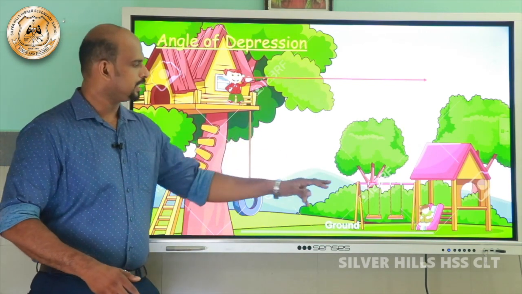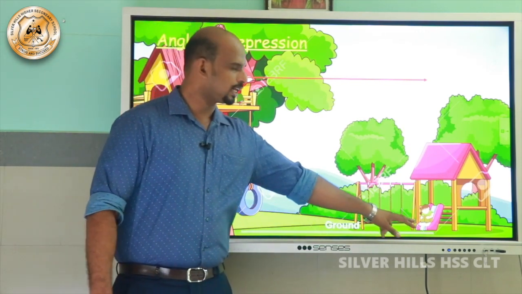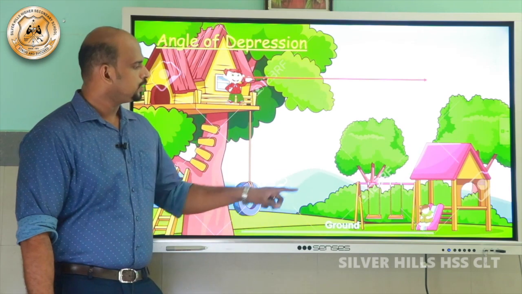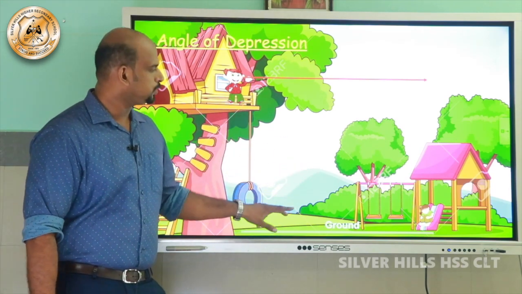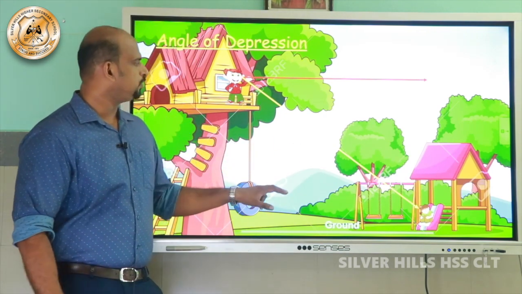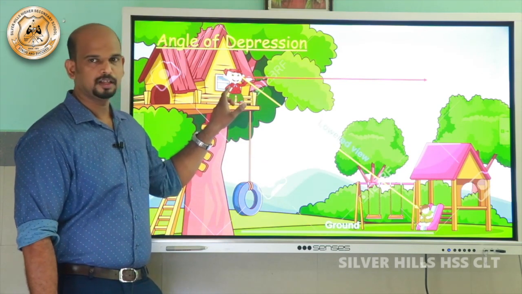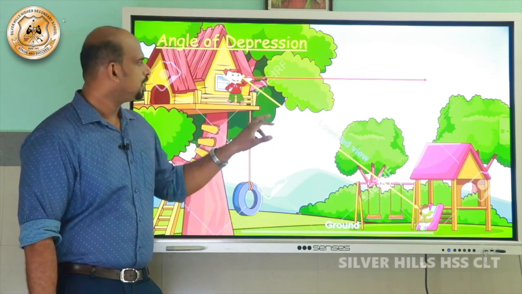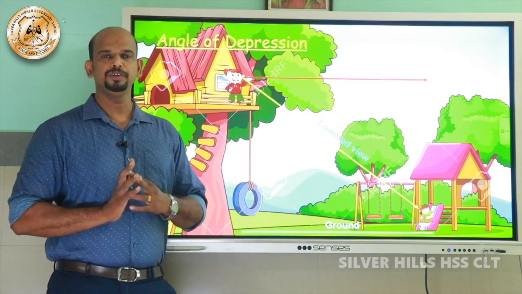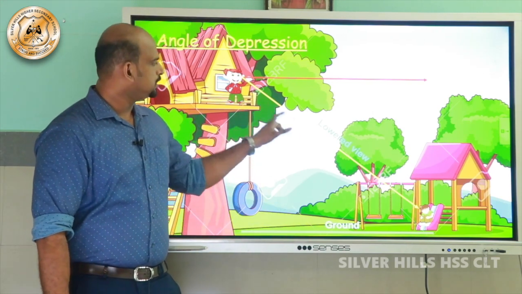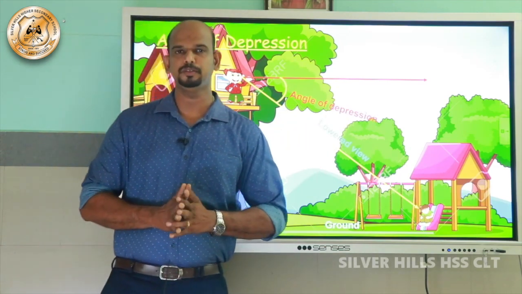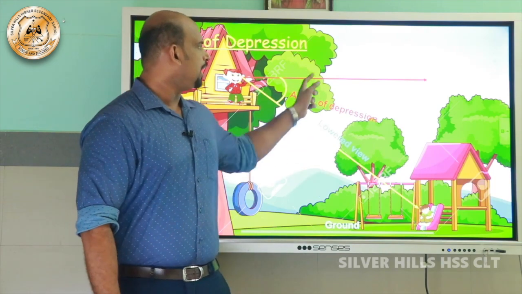Now this boy is watching a boy playing on the slider. To see this boy, he has to lower his view, and that view is called lowered view of this person. Here an angle is formed between the straight view and lowered view. That angle is called angle of depression. So angle of depression means the angle between lowered view and straight view of a person.